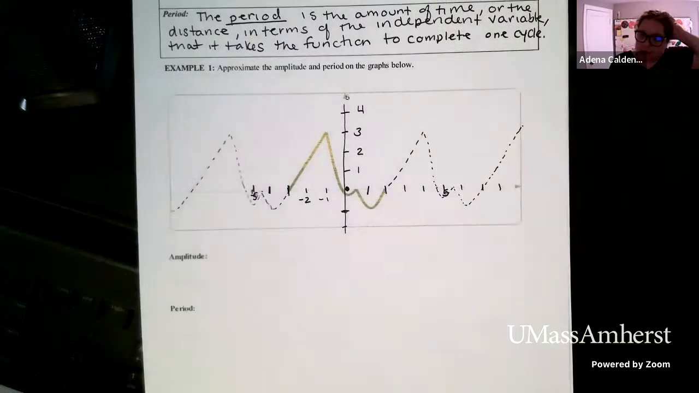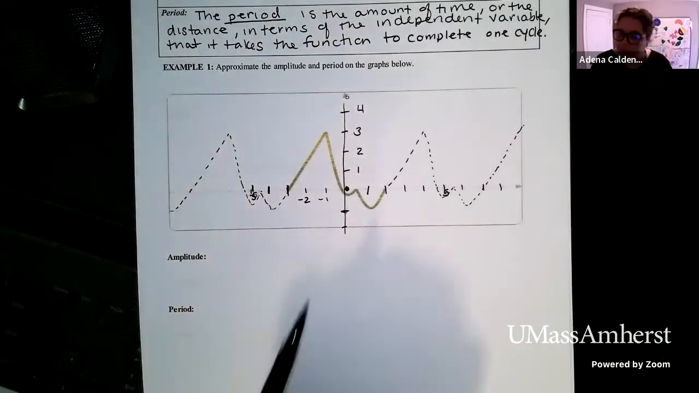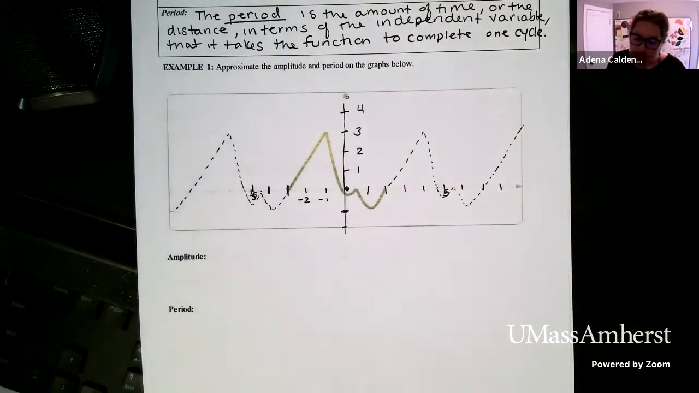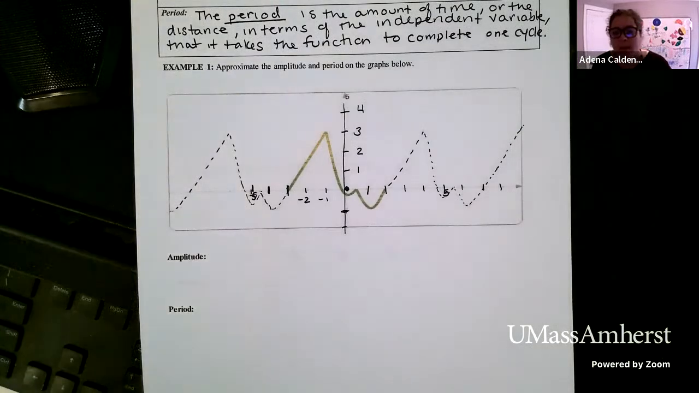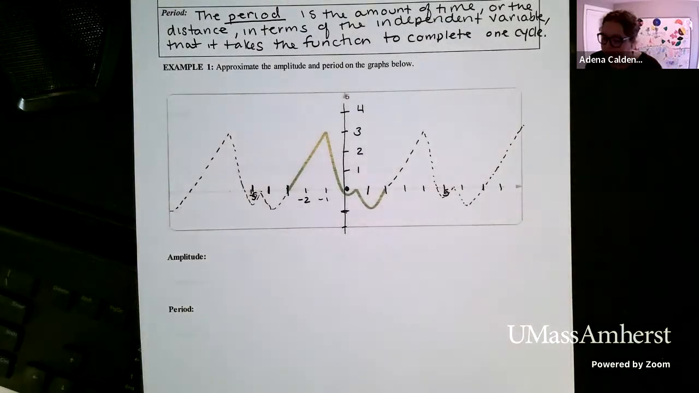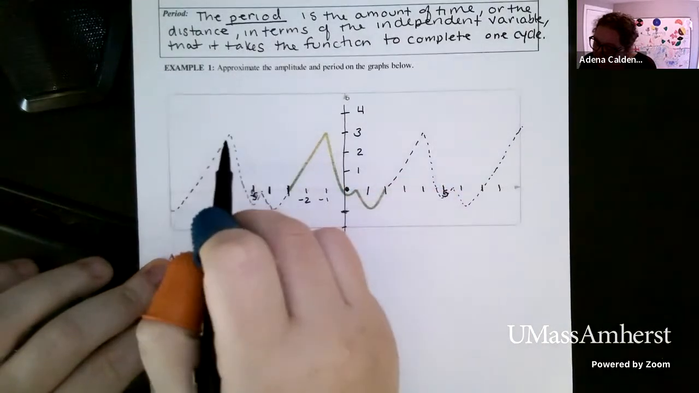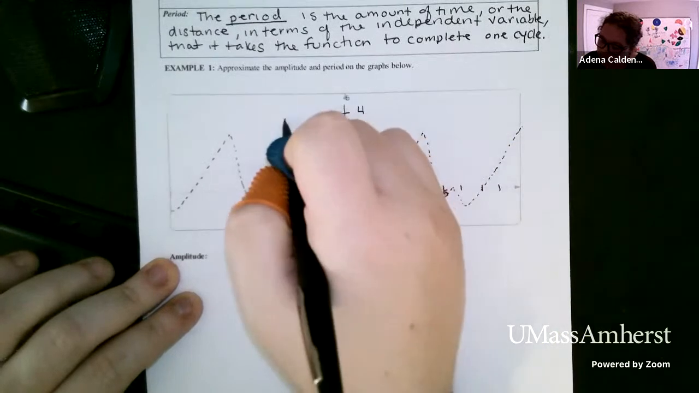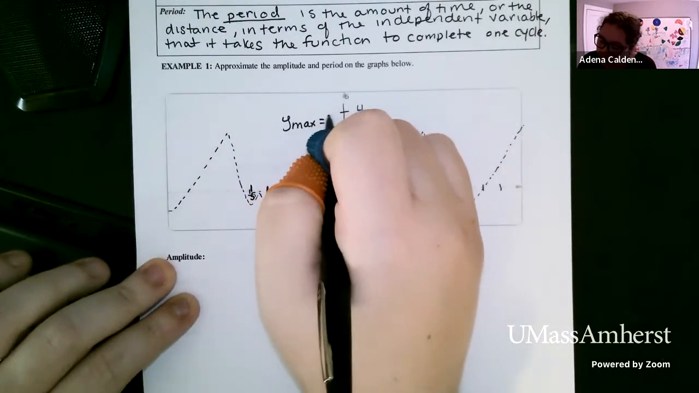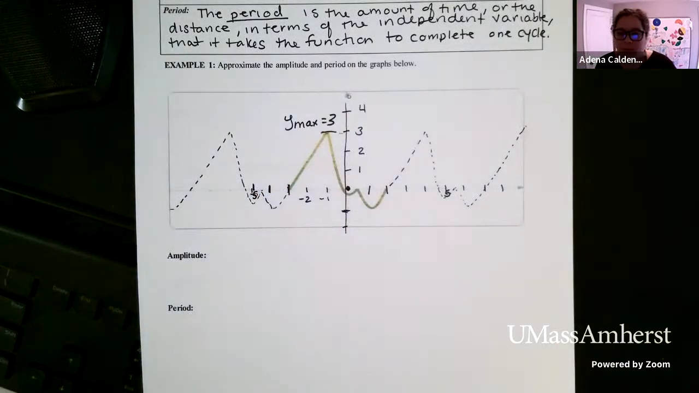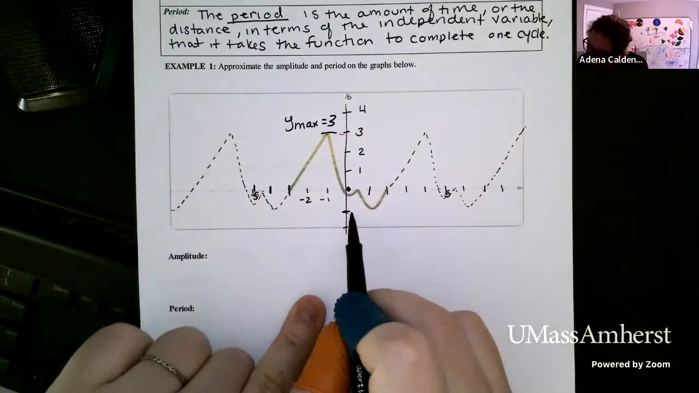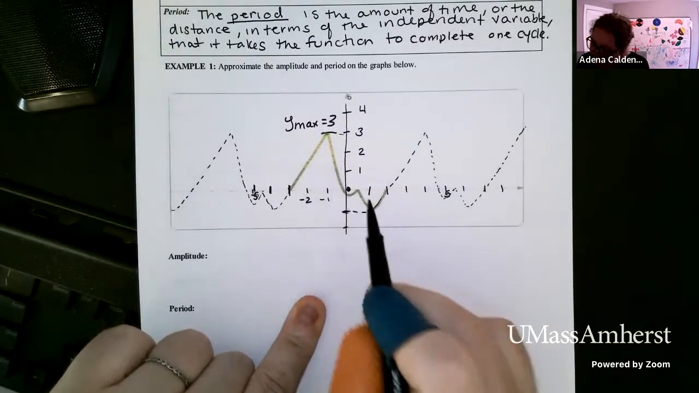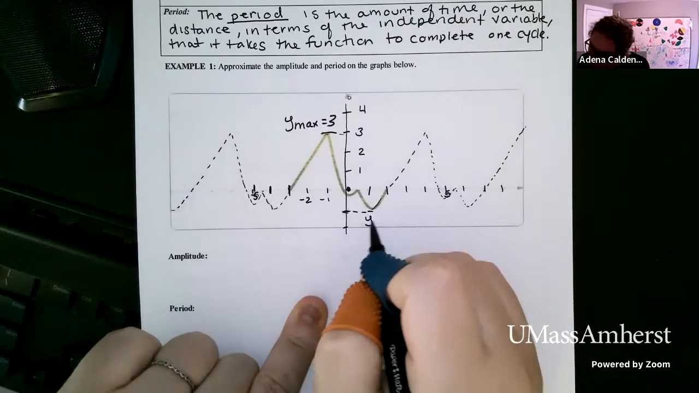So let's approximate the amplitude and period on the graph below. So this is the first picture we looked at. Okay, if we wanted to look for the amplitude, what we need to do is figure out what is the maximum y value and what is the minimum y value. So if you look at these peaks here, it looks like they're right about at 3. So I'm going to say that y max equals 3. It goes up as high as 3. And then if you look down here, the minimum happens at this little dip in this function, and that's at about -1.